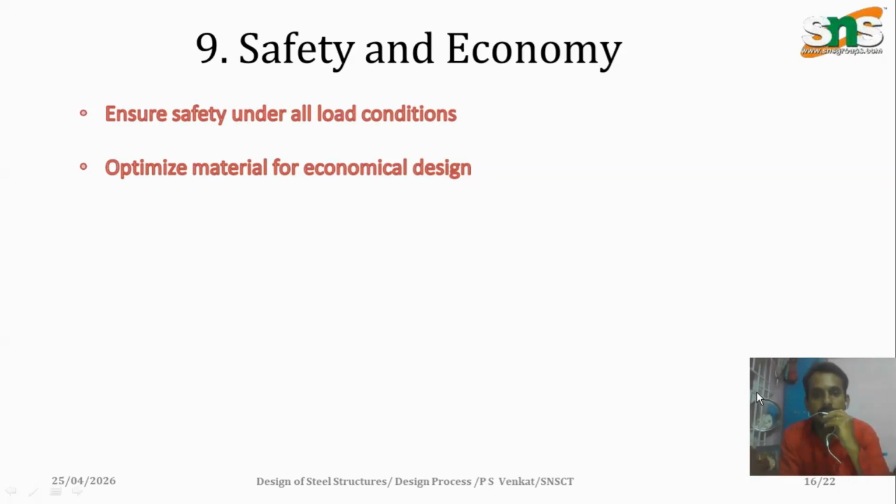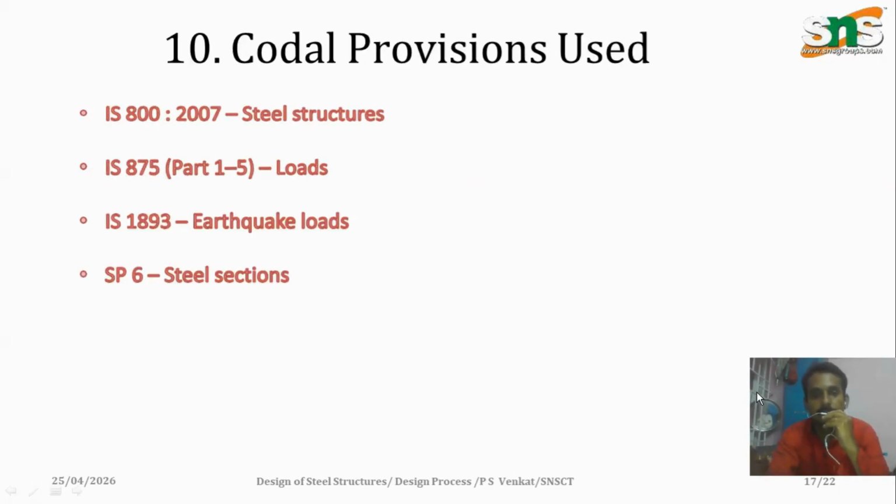Next step is safety and economy. We ensure the design is safe but also cost effective. This is where optimization plays a key role. Next, the codal provisions used are: we follow design codes like IS codes such as IS 800:2007, IS 875 Part 1 to 5 for load calculation, IS 1893 for earthquake load calculation, and SP6 for selection of steel sections.